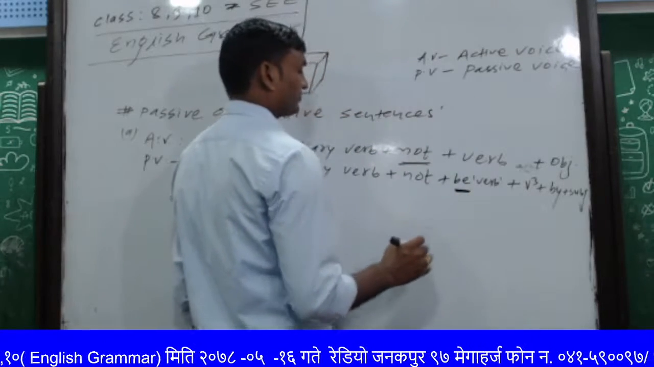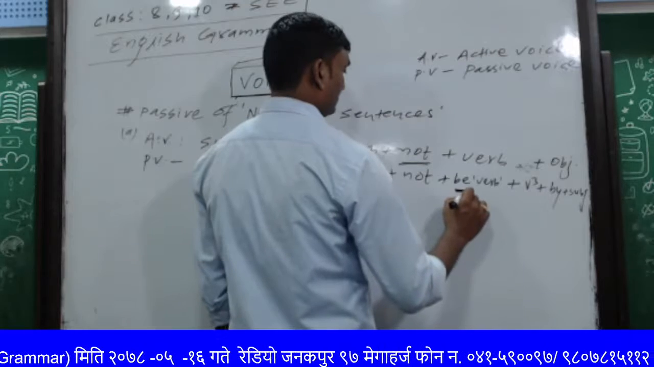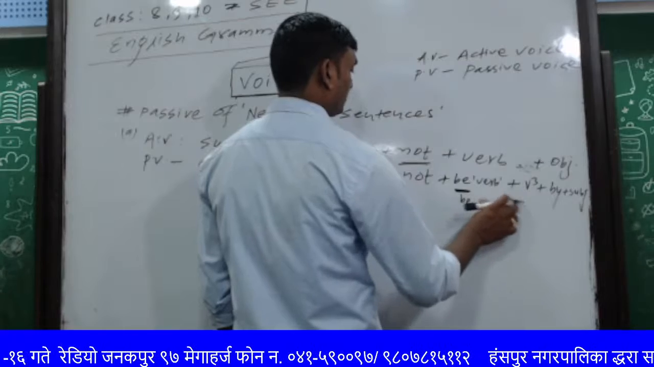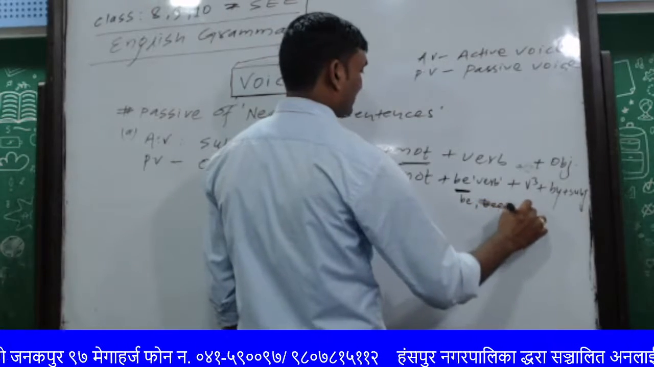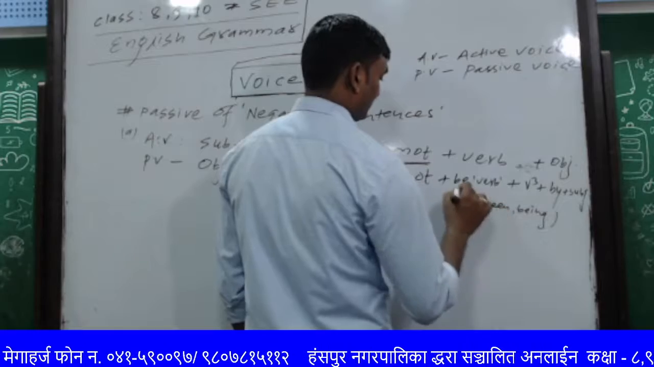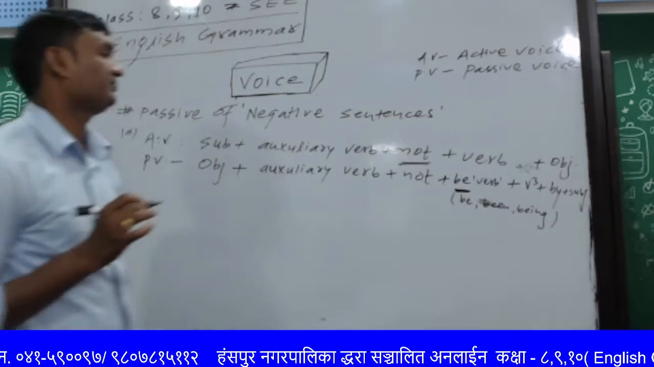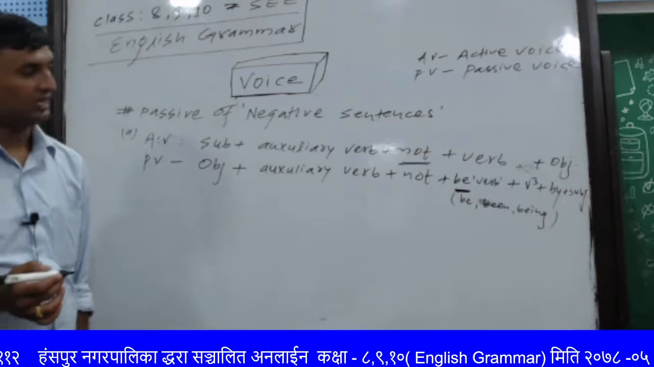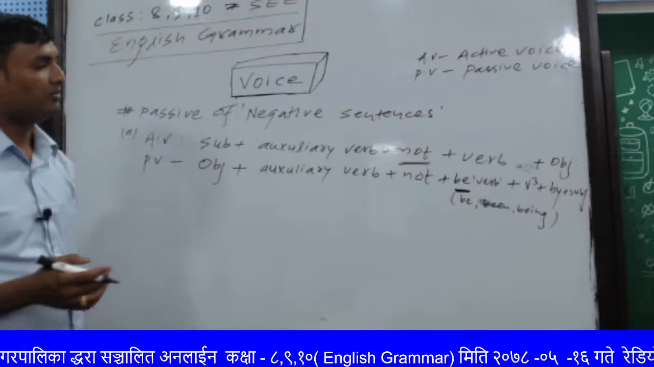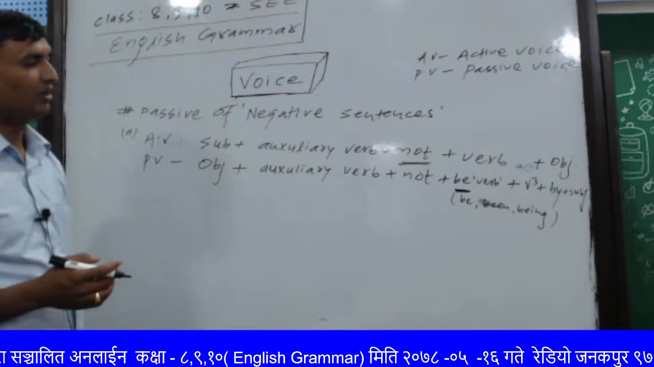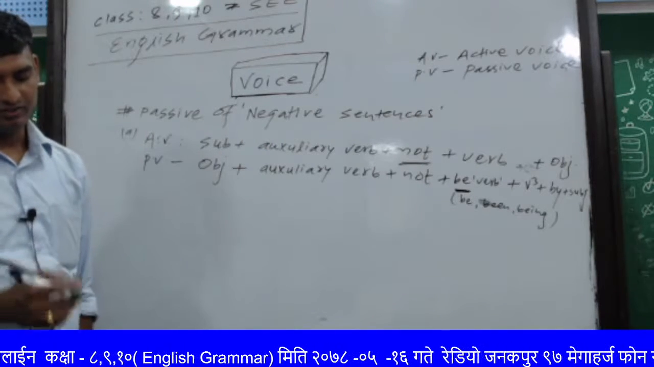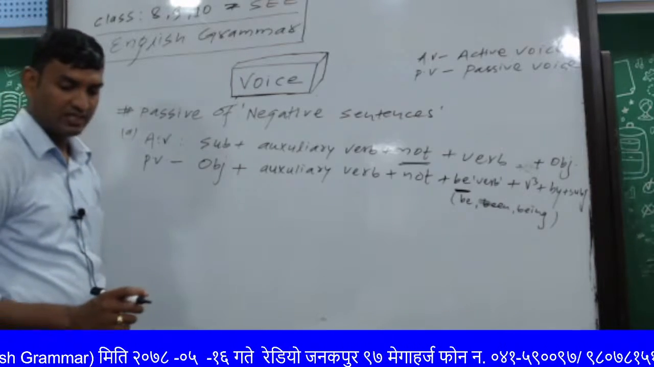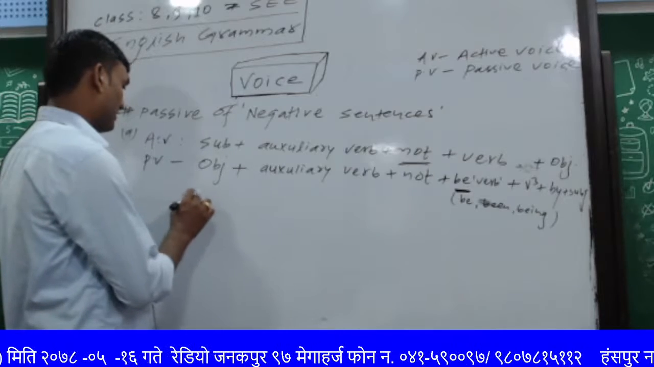And here the be verb means be, been, and being. These are used in this structure. There are 5 be verbs, but here we use these forms of the be verb. Now, dear students, listen to the example, then our concept will be clear.